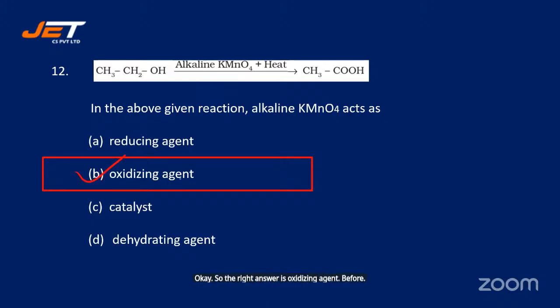Before justifying why it is called an oxidizing agent, just observe the reaction.